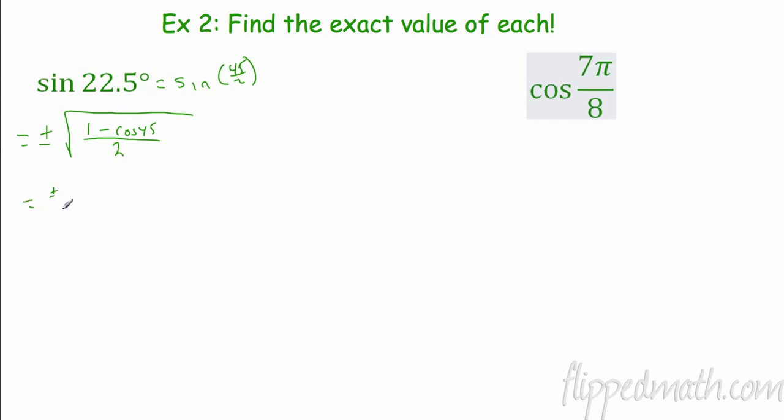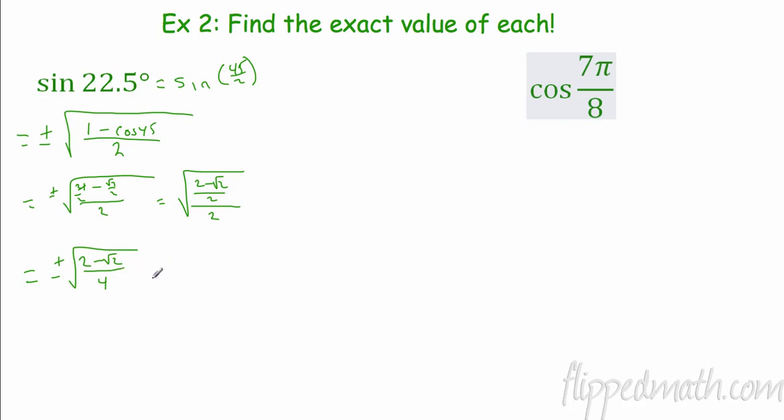So let's take a look. Cosine of 45 is radical 2 over 2. So it's 1 minus radical 2 over 2, divided by 2. So now we need to get a common denominator. We'll do 2 over 2. So this is 2 minus radical 2 over 2, all of that divided by 2. Fun fraction times, right? This is essentially just going to be 2 minus radical 2 over 4.